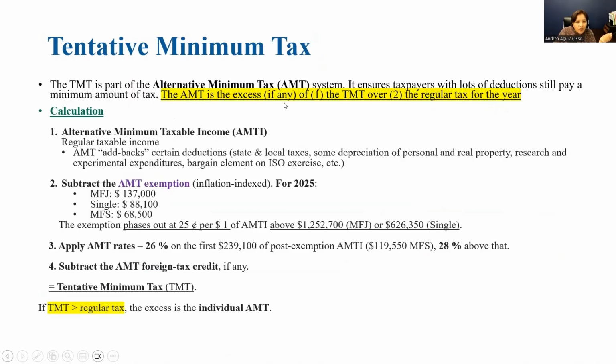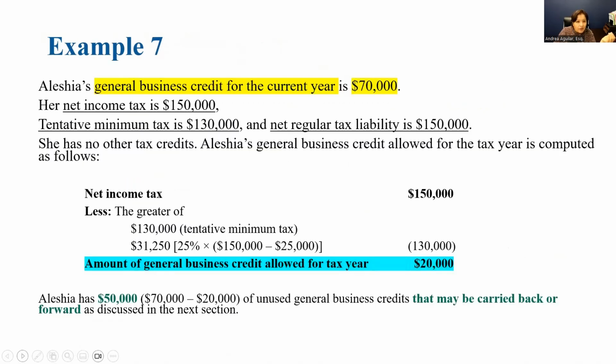And don't worry, you're not going to be tested on the calculation of the tentative minimum tax because we skipped that chapter. You are going to receive the calculation, like in this example. Okay, example 7, they are already telling you what is the tentative minimum tax. So let's go over this fact pattern.